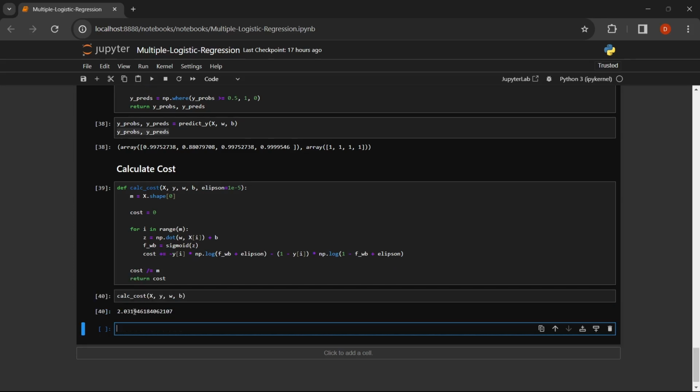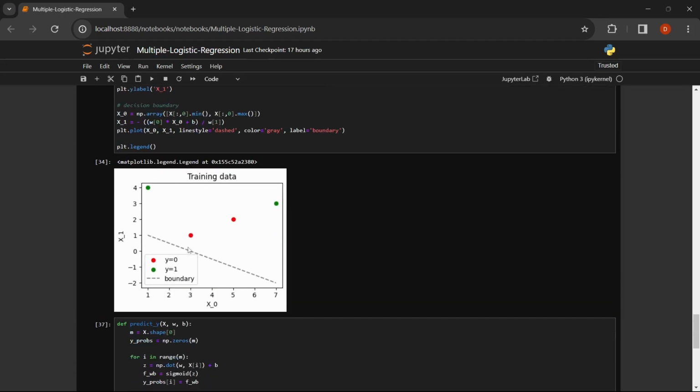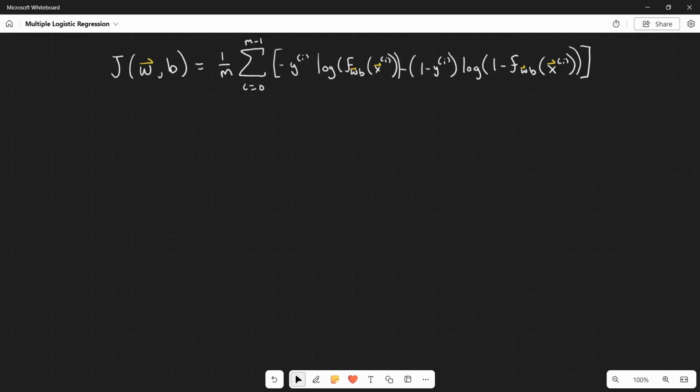Alright, so we got a cost of a little over 2, and that's likely a pretty high cost considering that our boundary was so off from our training examples. So let's move into gradient descent to see if we can improve that cost. Alright, so let's first rewrite out that gradient descent algorithm we used for logistic regression as well as the gradient math.